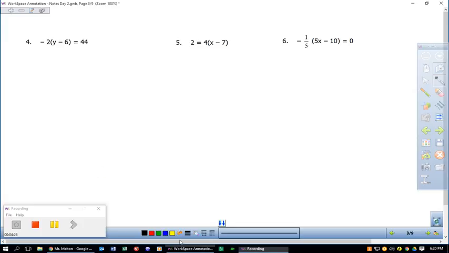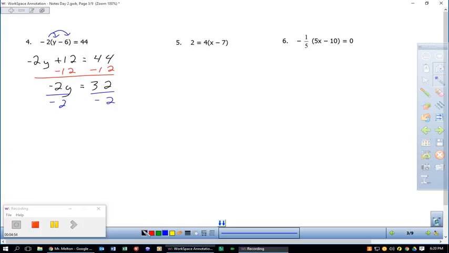First thing we need to do, just like we did in the past, distribute that negative 2. So we will have negative 2y plus 12 equals 44. Okay, this time we're going to have to subtract 12, which should give us 32. Bringing that down to negative 2y. And then dividing by negative 2, we get y equals negative 16.